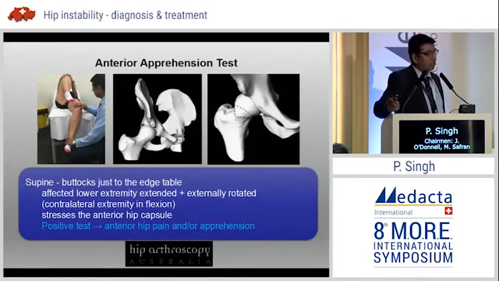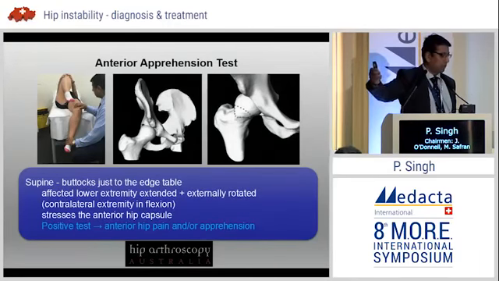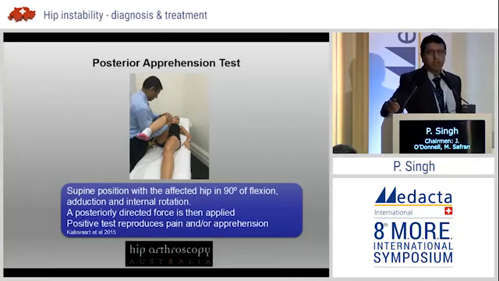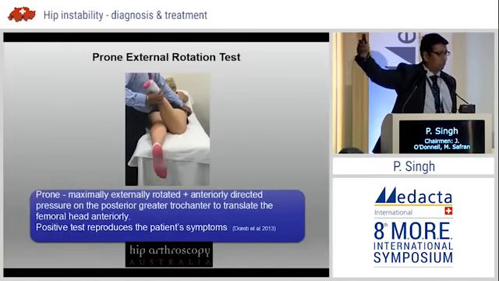Anterior apprehension test: fully flex your patient's hip, bring them to the end of the bed, hyperextend the hip and externally rotate it. Reproduction of pain may indicate anterior hip pain or anterior apprehension. The posterior apprehension test: flex the hip to 90 degrees, adduct and internally rotate the hip, and then apply a posterior force. This may reveal some posterior instability in the hip.